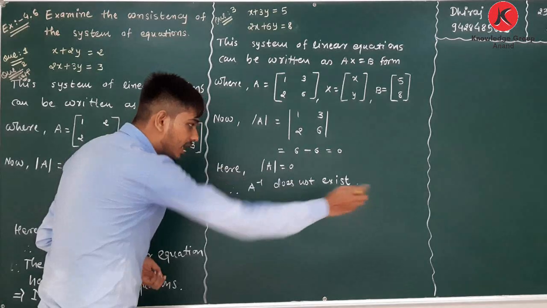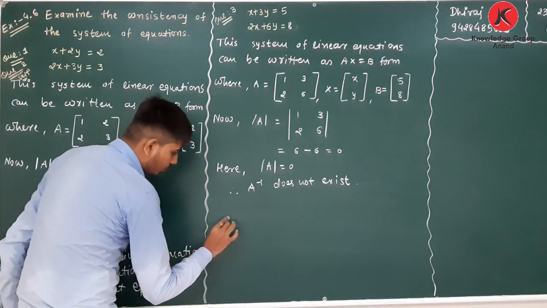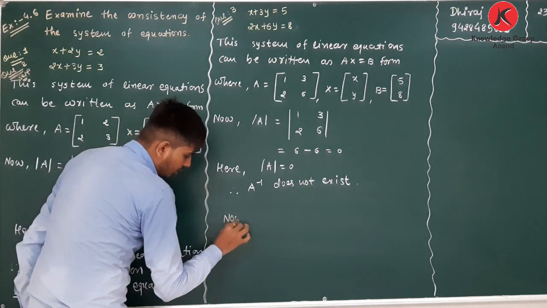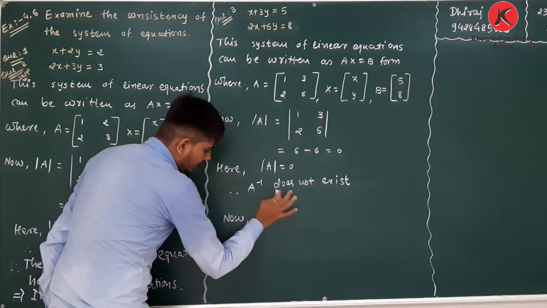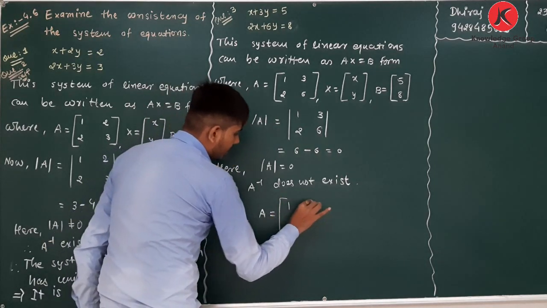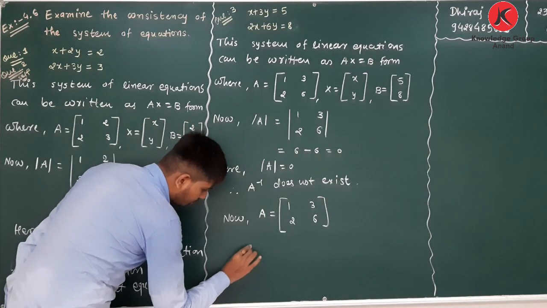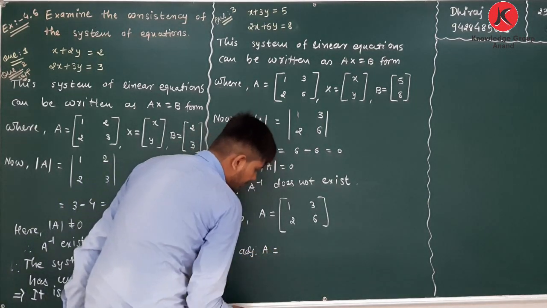So what do we have to calculate? Adjoint of A into B. So first of all, we need adjoint of A here. Now matrix A equals 1 3 2 6. Now how can we obtain adjoint of A? How will we get adjoint of A from this?